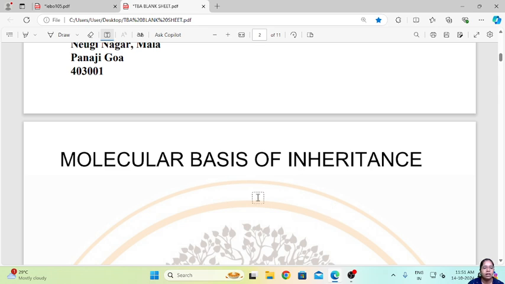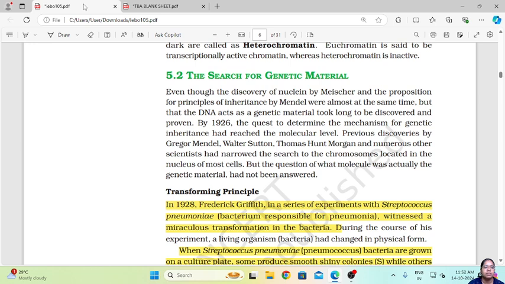So in this video, what we will learn is which are the different experiments that were carried out to prove that DNA is the genetic material. So let us start with the video. In search of the genetic material.